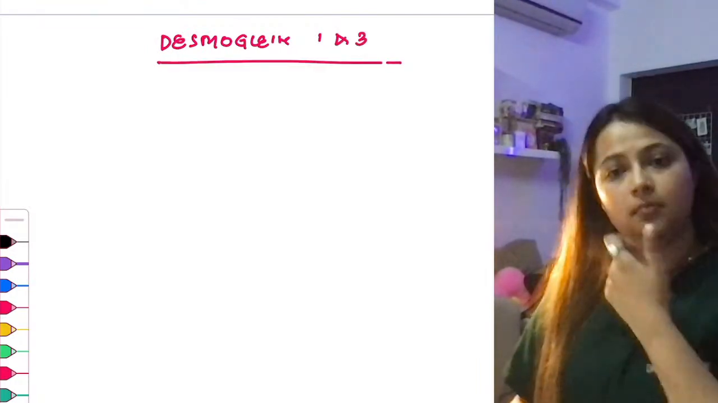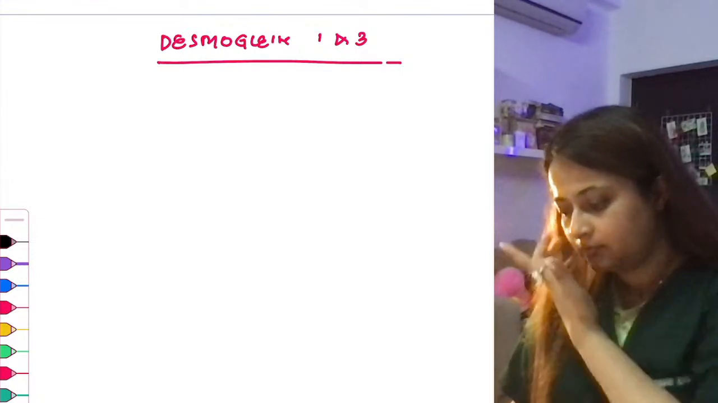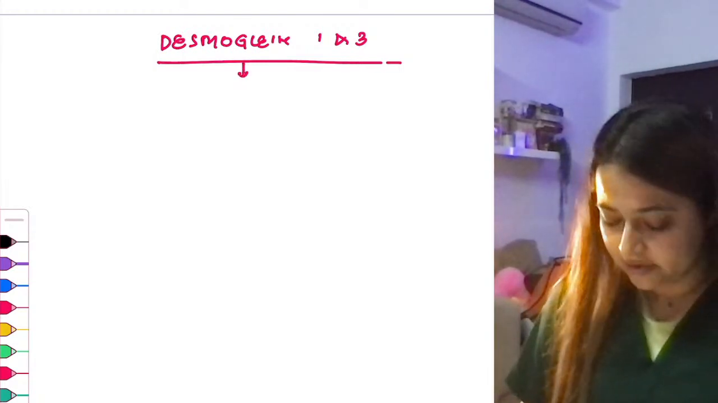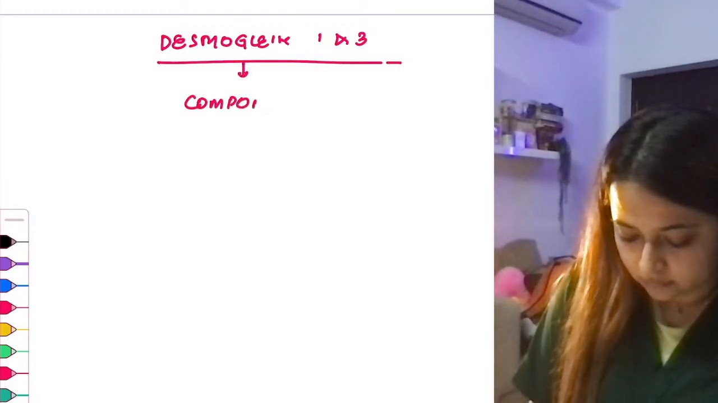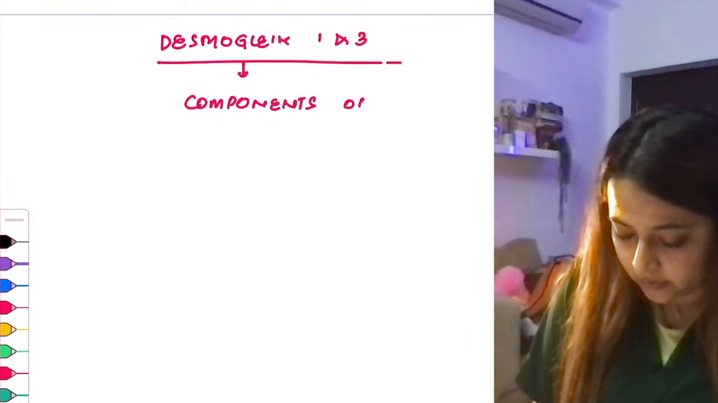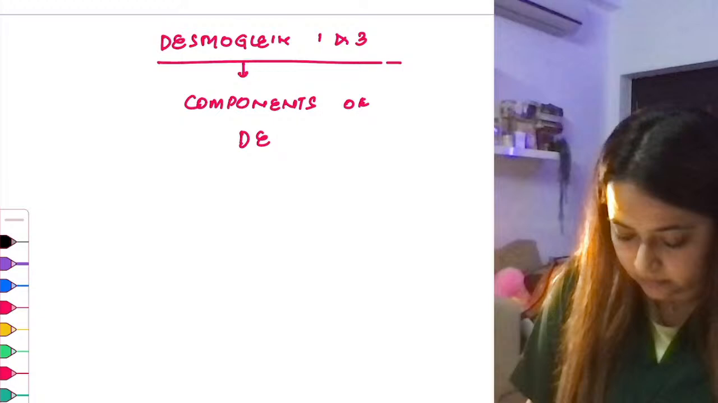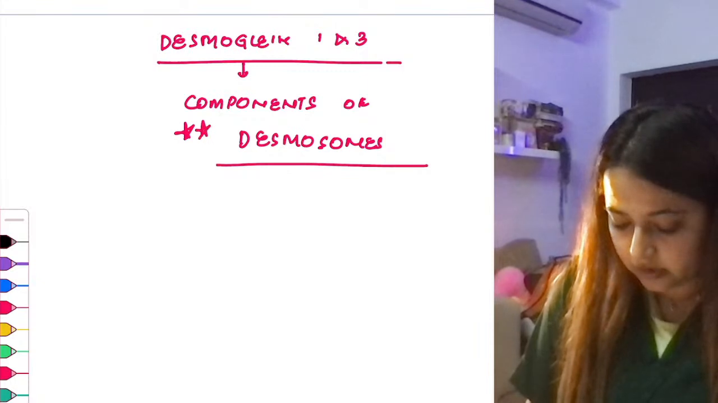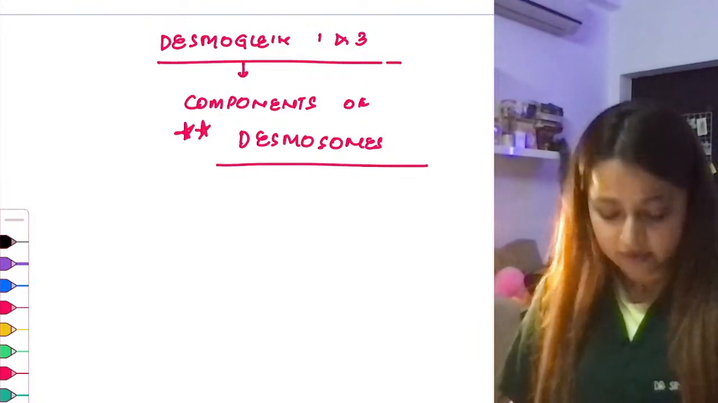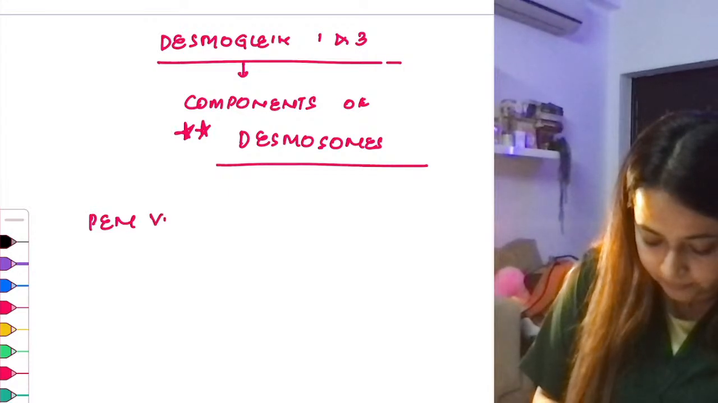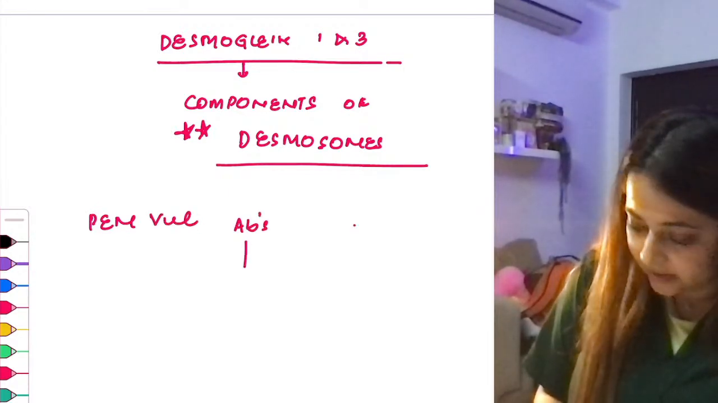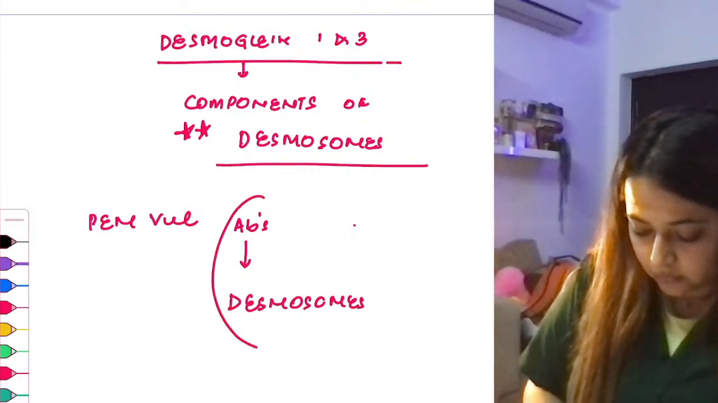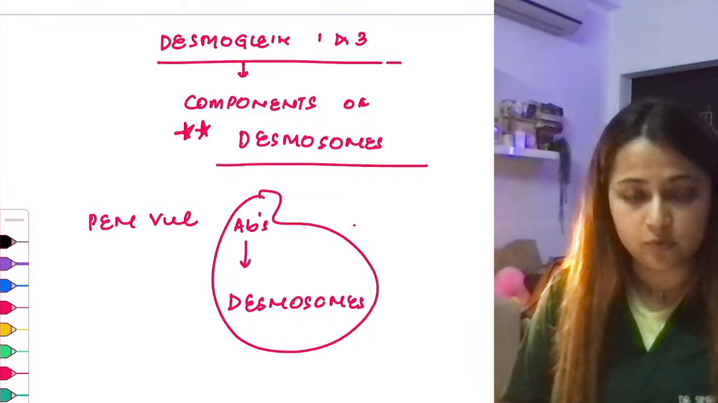Yes, Akash, tell me what is desmoglein 1 and 3? Remember, desmoglein 1 and 3, they are the components of desmosomes. Okay. Now, what happens in case of Pemphigus vulgaris? The autoantibodies are directed against the desmosomes. So autoantibodies are attacking the desmosomes.